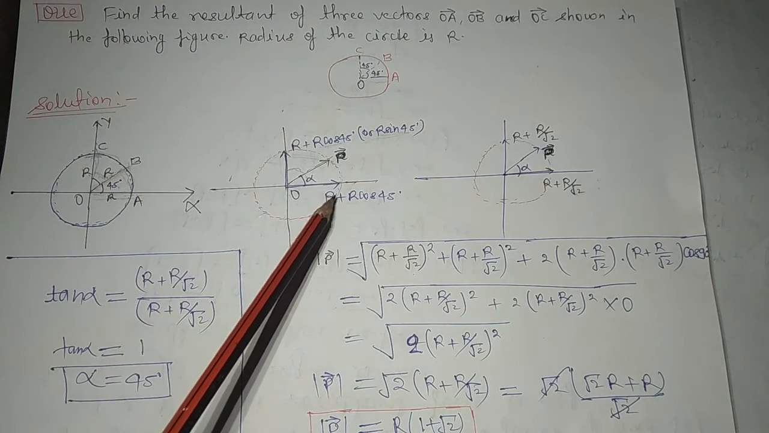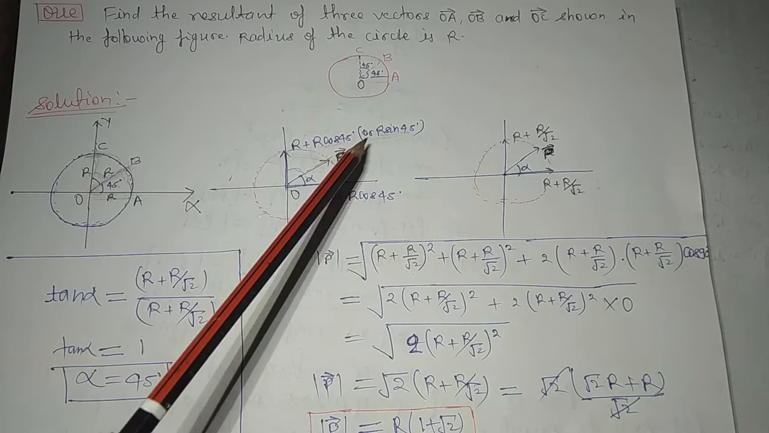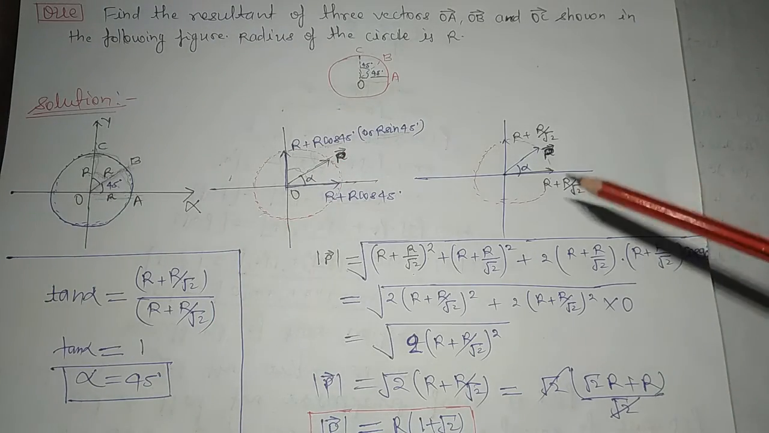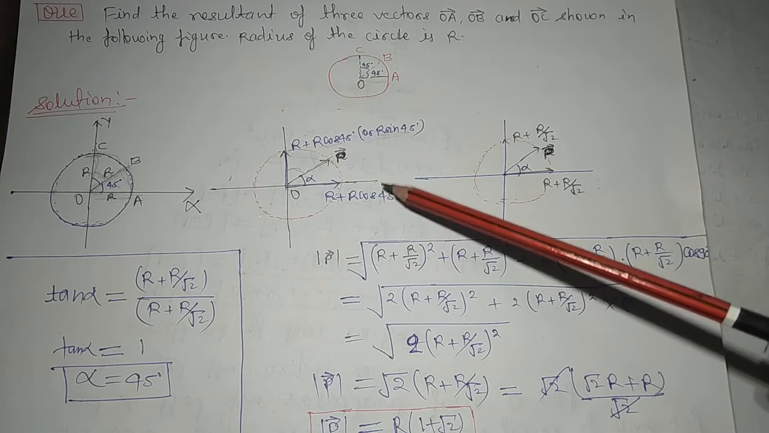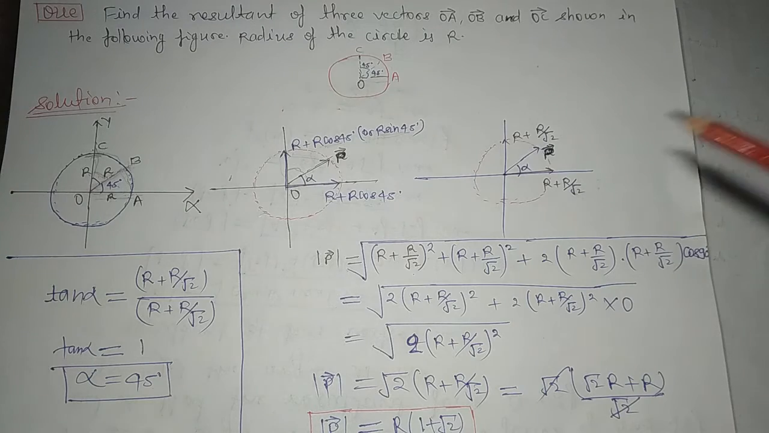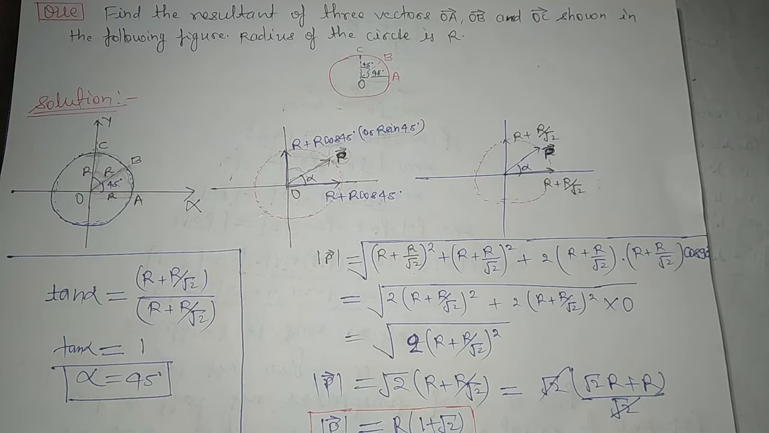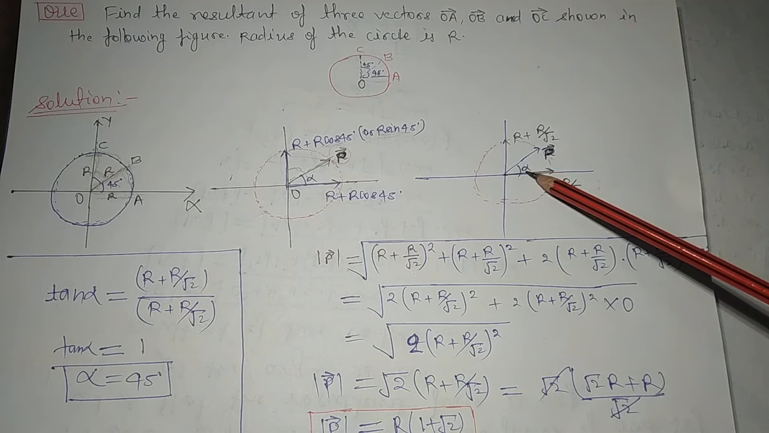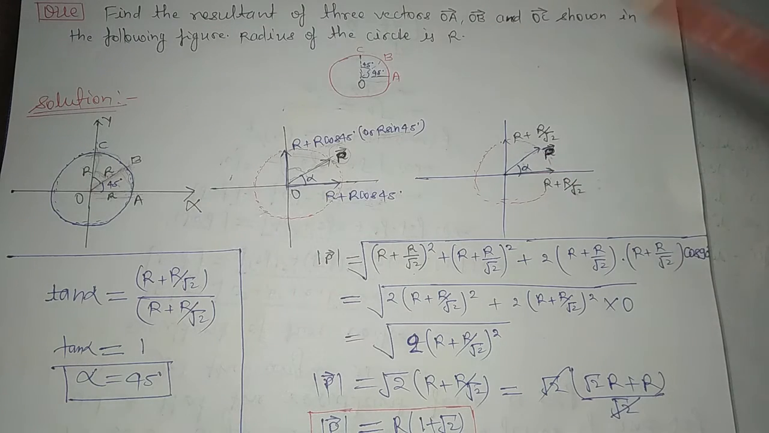Okay, now on the x-axis we have the coordinate r plus r cos 45, and on the y-axis also r plus r cos 45 or r sin 45. Now, since the value of cos 45 is 1 by root 2, this will be r plus r by root 2, and this also will be r plus r by root 2, and this angle is alpha. Suppose this is our resultant vector, and we have to find the vector p. This is vector p, and this angle is alpha. Consider this angle is alpha. The resultant p makes an angle alpha from the x-axis.